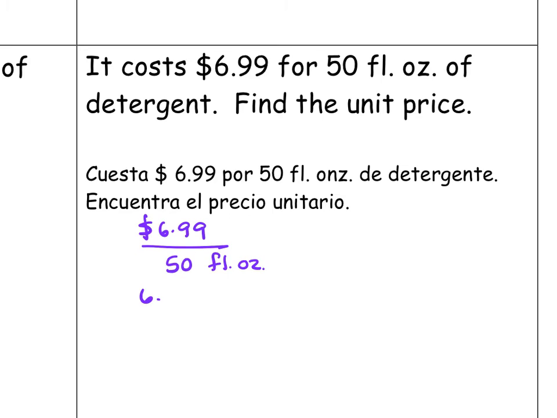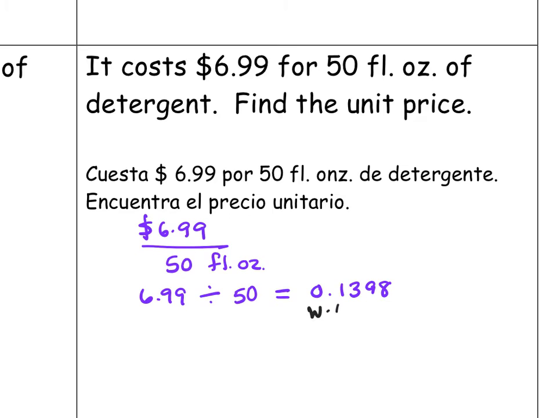Well, we're going to take 6.99 in our calculator and divide it by 50. What is the answer before you round it? When we take 6.99 and divide it by 50, we get 0.1398. How much would that be after we round it per fluid ounce?